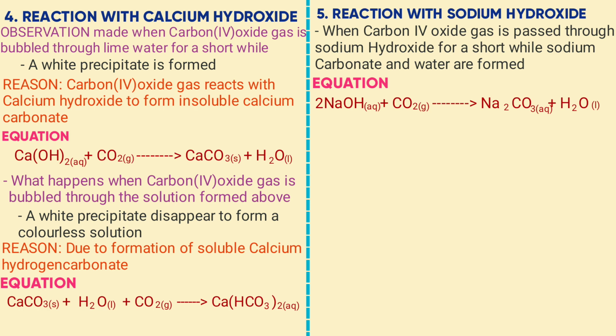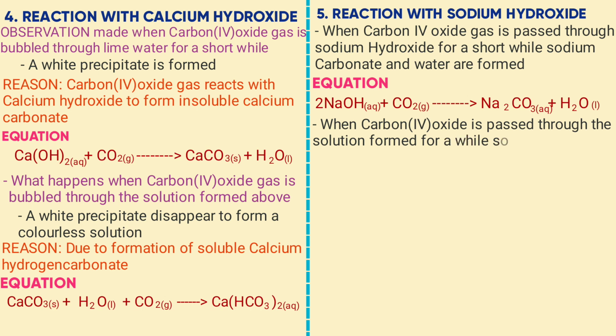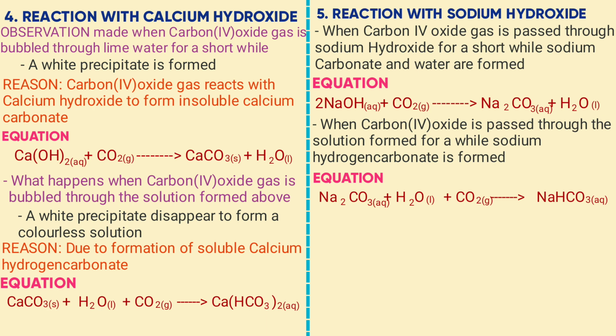Now, when carbon dioxide is passed through the solution formed above, sodium hydrogen carbonate is formed. The equation is as follows: sodium carbonate plus water plus CO2 gas gives you sodium hydrogen carbonate aqueous. Now place 2 where the sodium hydrogen carbonate is to balance the equation. Sodium hydrogen carbonate usually precipitates at low temperatures.